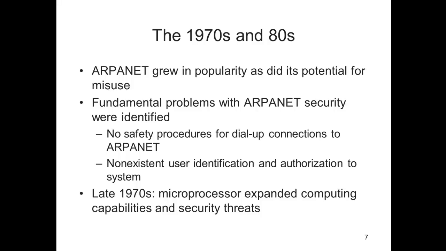The internet grew in popularity in the 70s and 80s, and so did its potential for misuse. In December 1973, Robert Metcalfe indicated that there were some fundamental problems with ARPANET security, in that individual remote users did not have sufficient controls and safeguards to protect data against unauthorized remote users. There were no safety procedures for dial-up connections to ARPANET. User identification and authorization to the systems were basically non-existent.